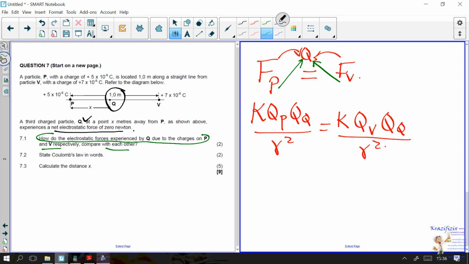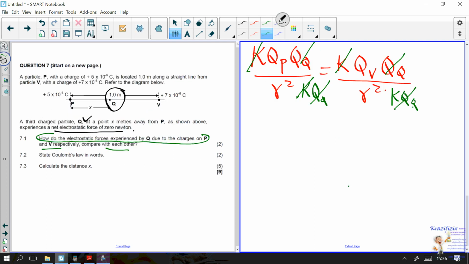All right, if you understand mathematics here, we can divide both sides by K, Q, Q because it's present on both sides. What does that mean? Let's divide both sides just to make our life easy. What does this mean? This and this would automatically cancel out now. So what do I have left? This makes your mathematics very easy to deal with. Okay, what is the charge on P? 5 times 10 to the power negative 6.